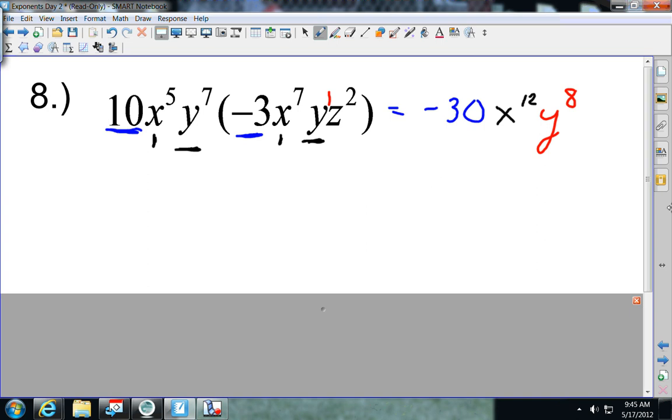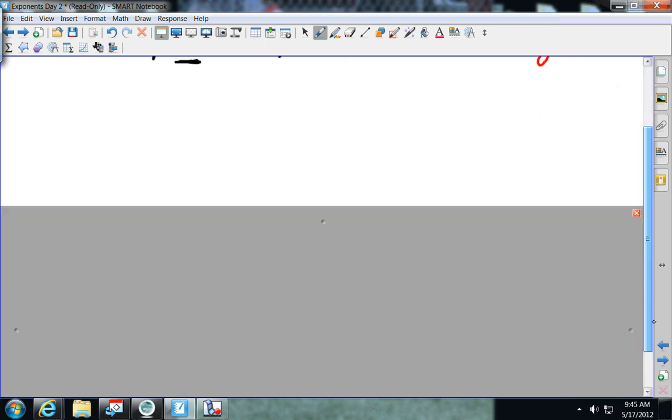There's a z left here. Is there any other z's? No, so you just put z to the 2nd power. Okay, let's try the next one.